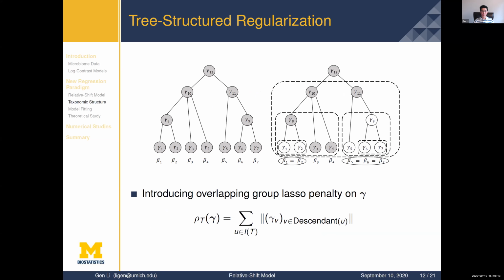And the next step is to introduce the overlapping group Lasso penalty on these intermediate coefficients, where each group is induced by the descendant nodes of each internal node. If you look at the right panel of this illustration, essentially for each internal node, we form a group for all its descendant nodes and put a group penalty on these descendant nodes.